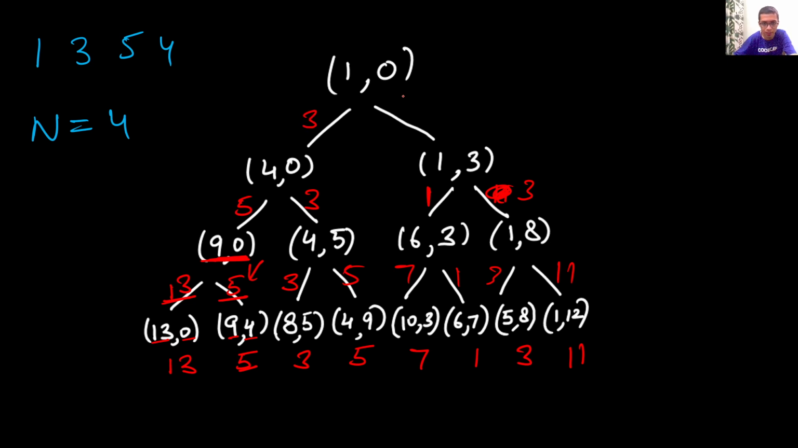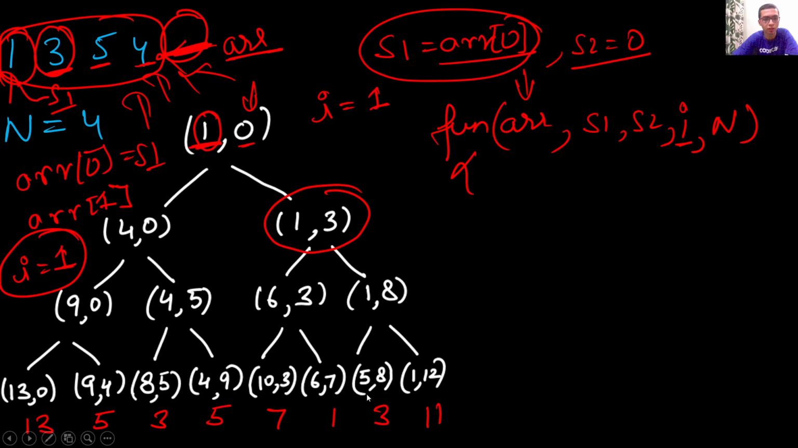1 comma 3, which is minimum? 1 is minimum, so this would return 1. 3 comma 1, which is minimum? 1 is minimum, so the final answer given by this 1 comma 0 would be 1, which is also the answer in this case, right? So recursively, we'll try to find out this 1.